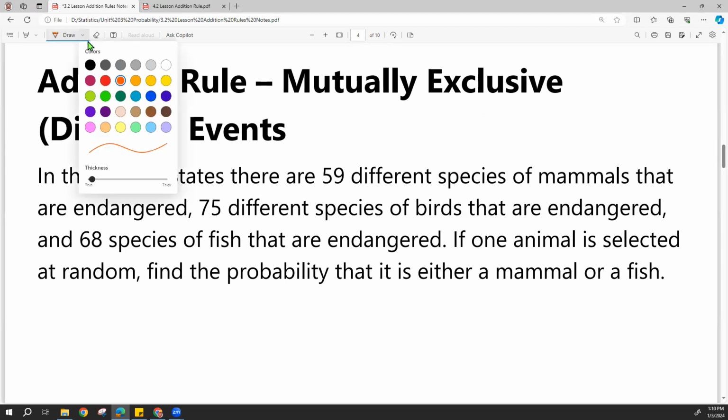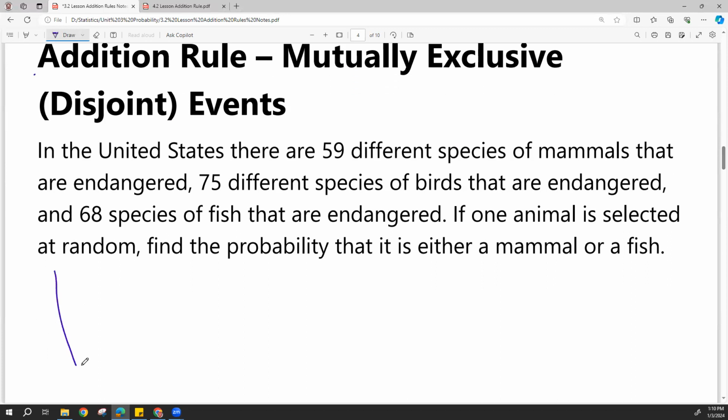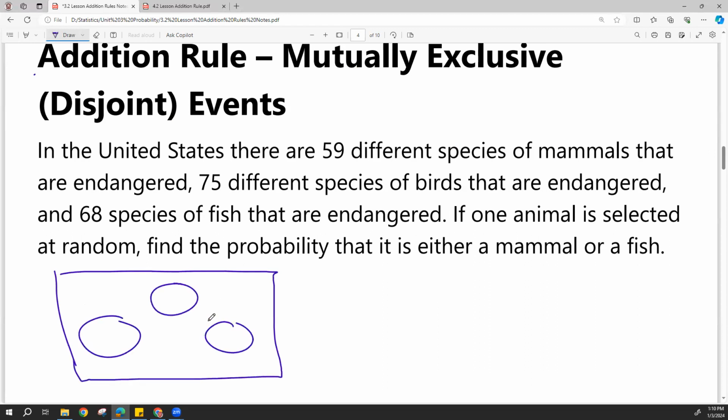So here we have some different animals. You can pause and read this if you'd like. We have mammals, we have birds, and we have fish. And I'm just going to draw a quick Venn diagram. You don't have to, again, but I think they're helpful. It's not pretty, but it helps. I have birds, I have mammals, and I have fish. 75 birds, 59 mammals, and 68 fish. And they are mutually exclusive because you cannot be one and the other one at the same time. So there's no overlap here. And so we have a total of 202 animals.